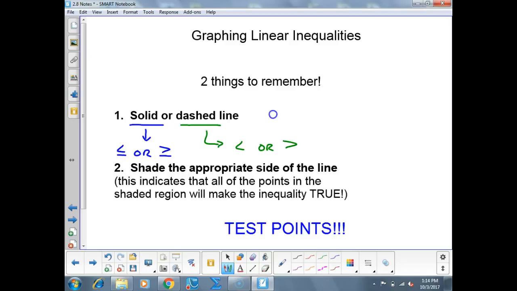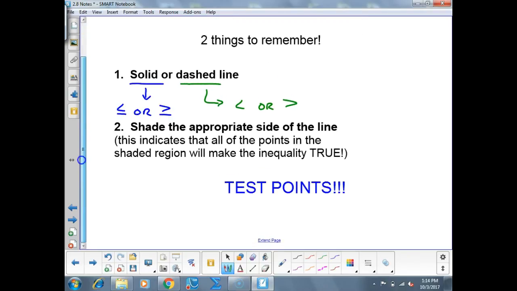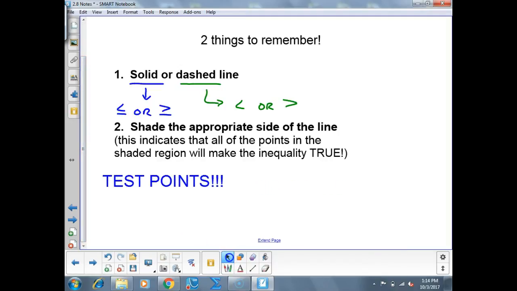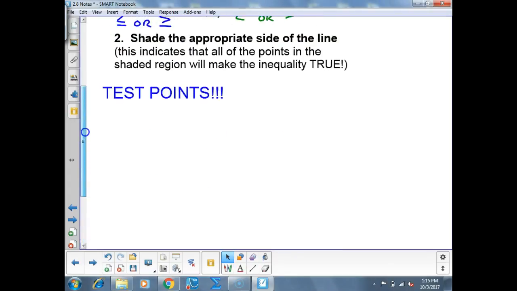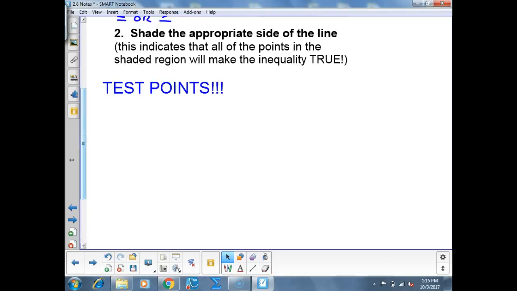Okay? Then the second thing that you have to remember is you need to shade one side of your graph. Or if it's an absolute value V, you have to shade inside or the outside. Okay? Because the shading indicates all of the points that make the inequality true. So I am a big proponent of test points.